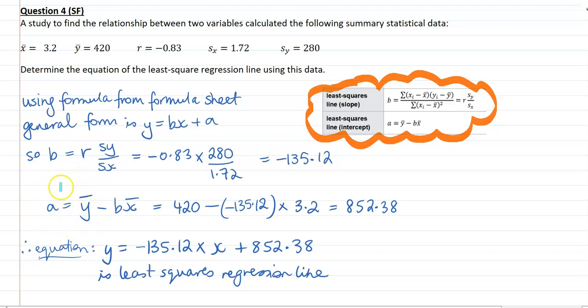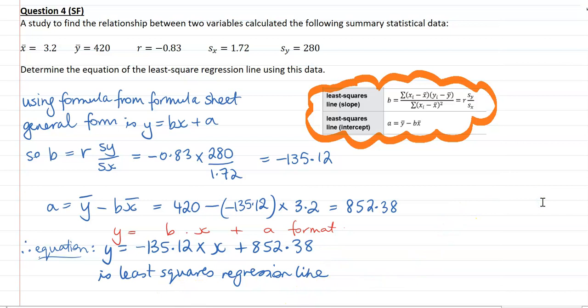I then need that slope value to help calculate my y-intercept, or a value. So I take the mean of y minus the slope times the mean of x. So if I pop those values in, that gives me a y-intercept value of 852.38. So then putting that all into the y equals bx plus a format for my least squares regression equation, I get y equals negative 135.12 times x plus 852.38 as my least squares regression line.